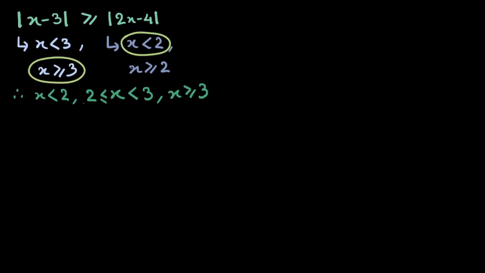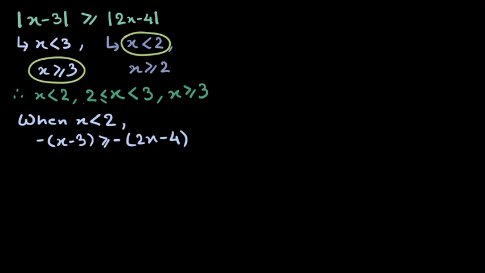So we have 3 cases here, and we try to find the answer for all 3 cases. First comes x is less than 2. So when x is less than 2, both the left hand side and the right hand side are negative. So considering them negative, we get the answer x is greater than or equal to 1, giving a range of x is greater than or equal to 1 and less than 2.